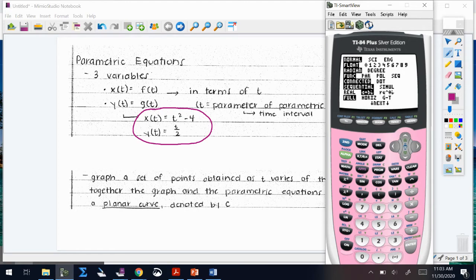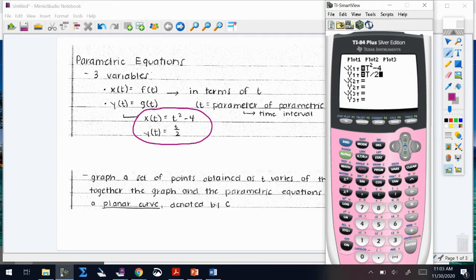But if you switch it to parametric mode and you go to y equals, you're going to notice that when you enter in equations, you're going to enter them in as an x sub 1 and a y sub 1. Those will go together. So for example, if I wanted to enter in this t squared minus 4, also notice that it'll automatically switch to the parameter t for your x, and then your t over 2 for your y.